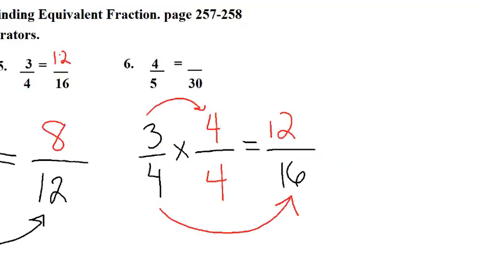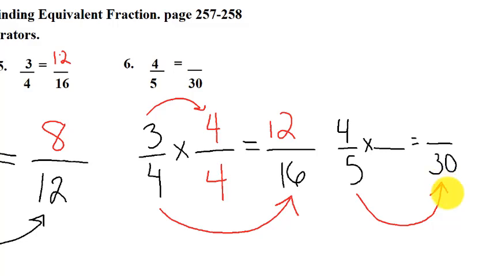Let's do the same for the third example. For the fifth, we need to find a number to multiply. Copy the denominator and let's find what number times 5 equals 30. It is 6. Okay, that's the number we need to multiply. 4 times 6, 24. Okay, we found an equivalent fraction, our missing number, 24. You have to solve it this way in your book and on page 258.